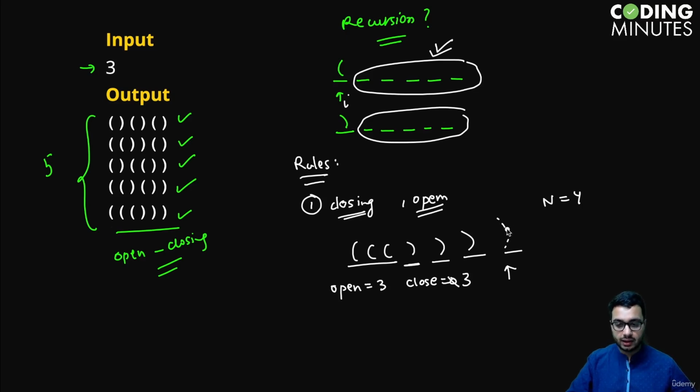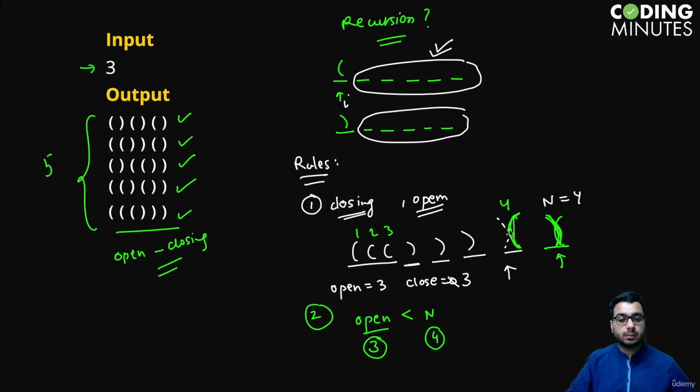So can I put an opening bracket here? The answer is yes, I can put an opening bracket here. I go to the next index. Can I put an opening bracket here? The answer is no. Why? Because the count of opening bracket must be less than n if we want to place an opening bracket. So if you have placed 3 opening brackets and n is 4, then you can add 1. But if you have already placed 4 opening brackets, you cannot place one more opening bracket. So ultimately you will try placing a closing bracket. Can we put a closing bracket? The answer is yes, because opening is 4, closing is 3, so we can put a closing bracket here.